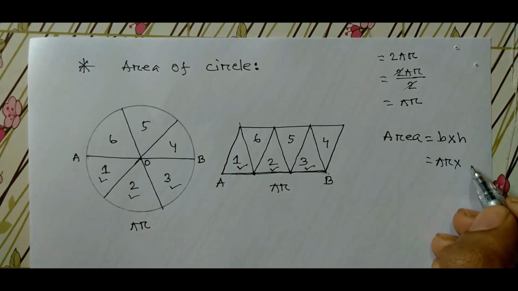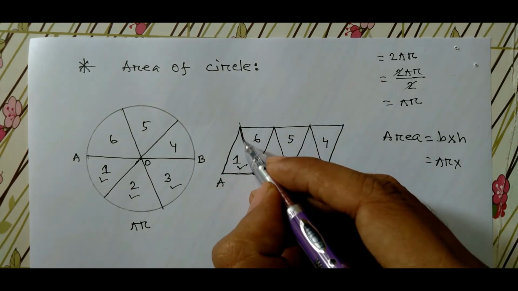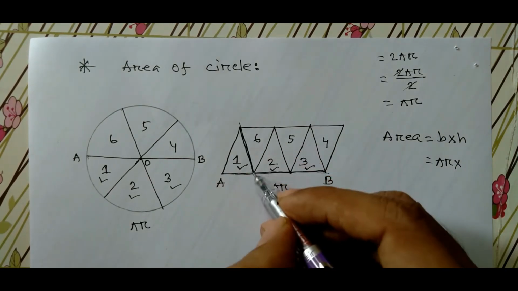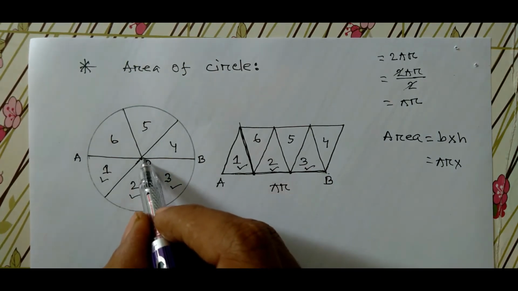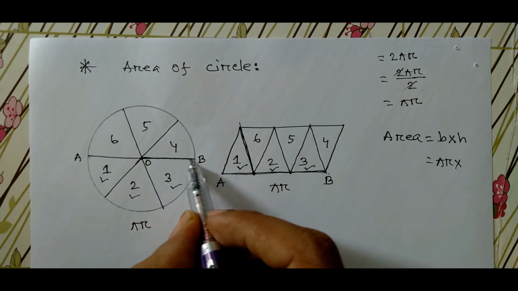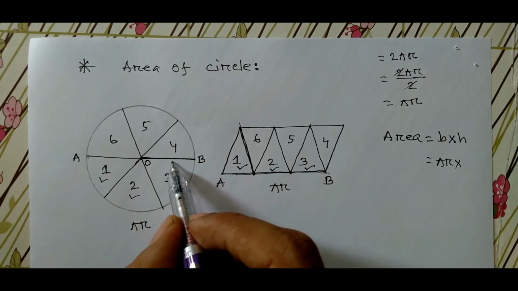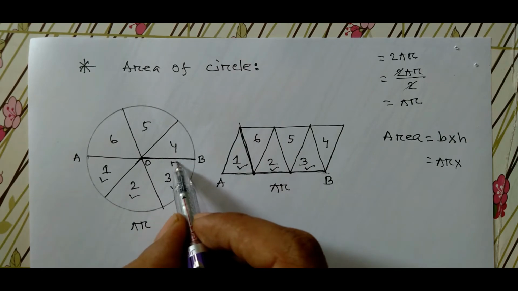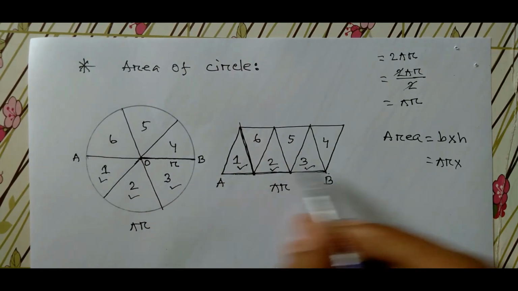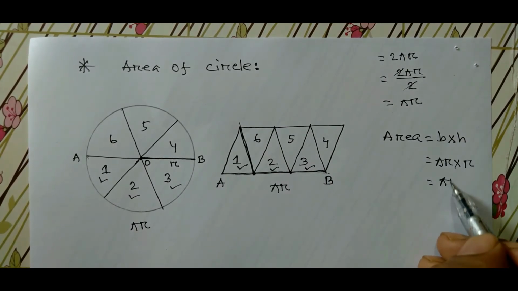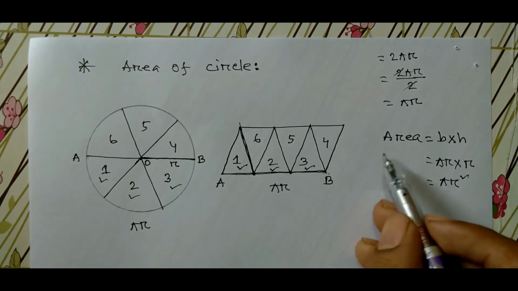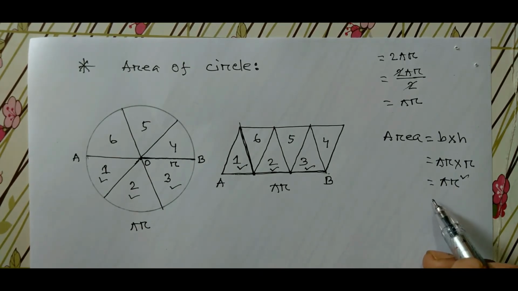Now what will be the height here? The height is basically this portion. This portion in the circle is OB. So OB is called what? OB is called the radius. So we can replace the height by radius r. Now if you multiply pi r by r, then you will find pi r square. Okay, this is the area of the circle and it is so easy.